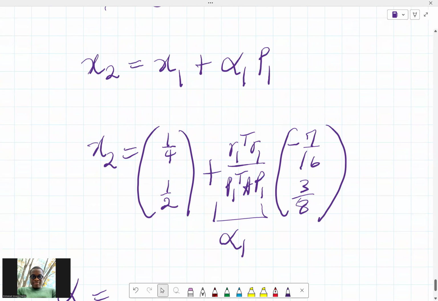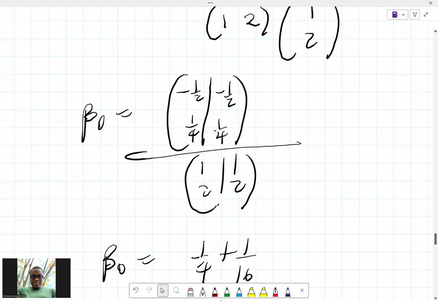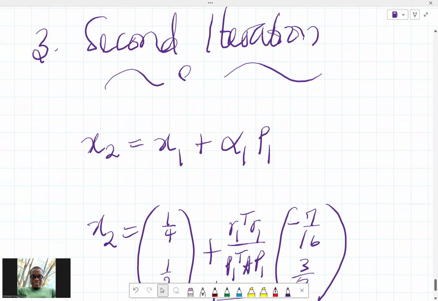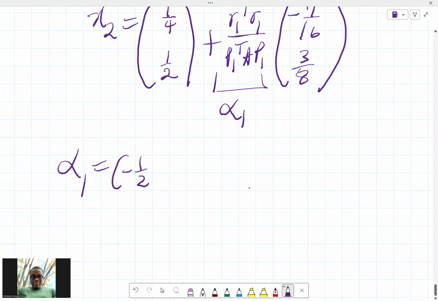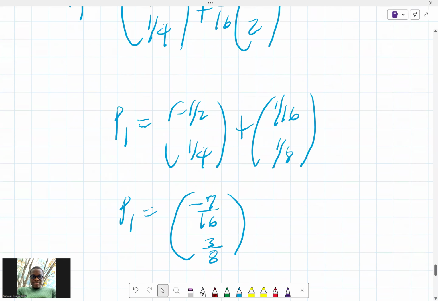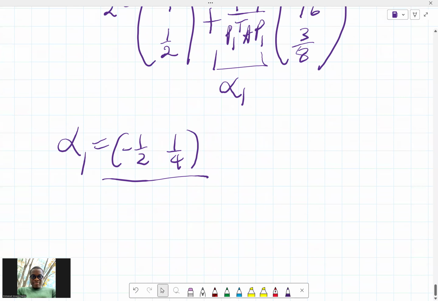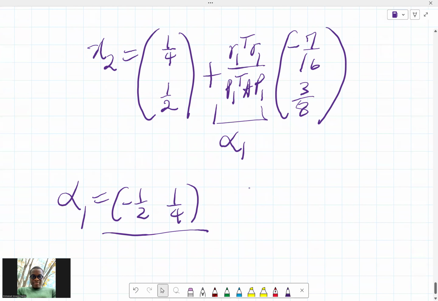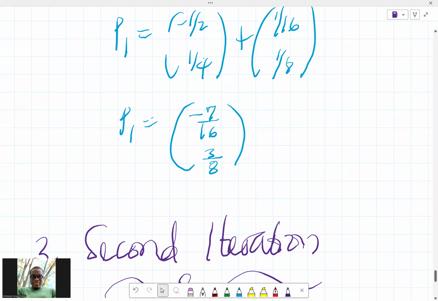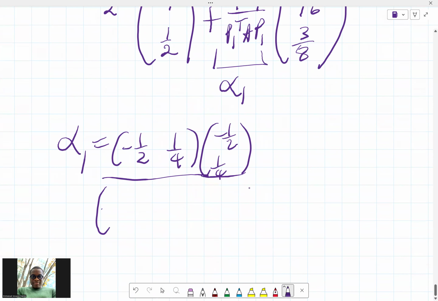R1, right? Where's R1? Do we have R1? If we don't have it, okay, yeah, R1 is minus 1 over 4. All right, so R1 is minus half, 1 over 4. That is R1. Then P1, I think we also have P1 just now: minus 7 over 16, 3 over 8. So this will be minus half, 1 over 4. Then P1 is minus 7 over 16, 3 over 8, into A now.